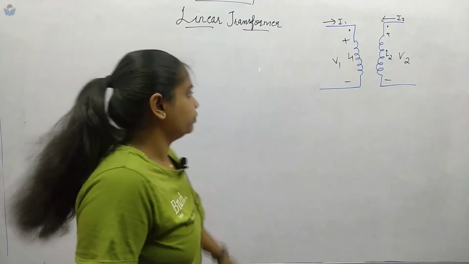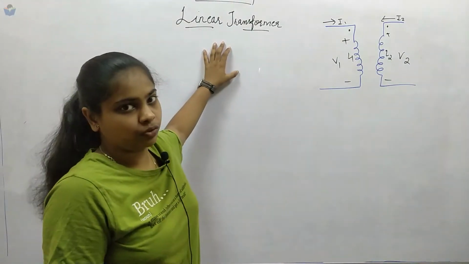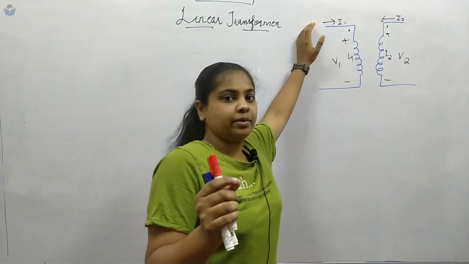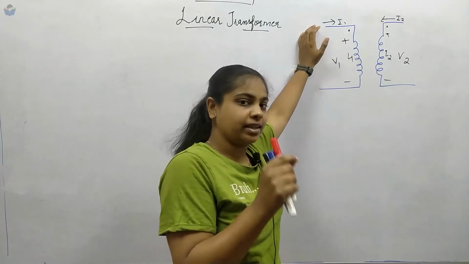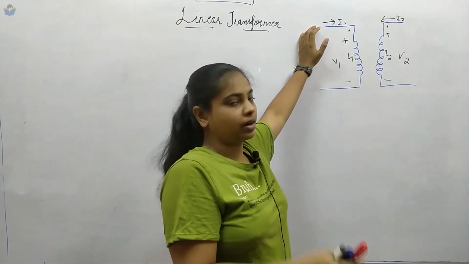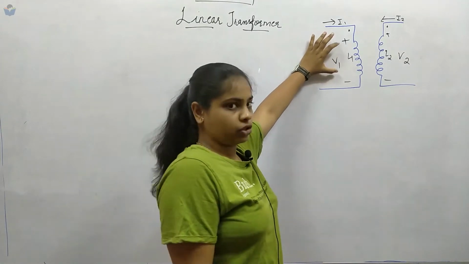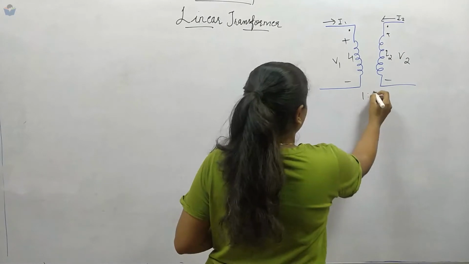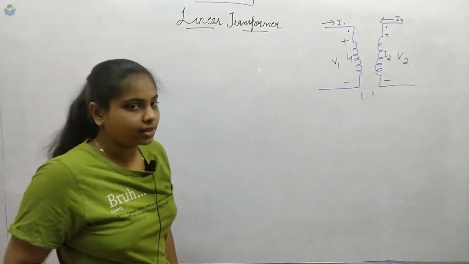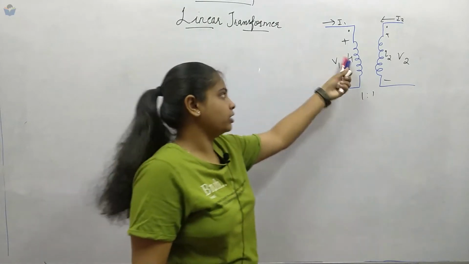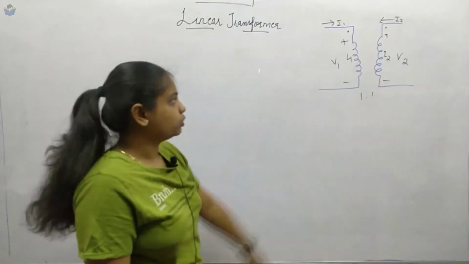So in this lecture, we will see about the linear transformer. What do we mean by that? Basically, linear means, as we have already seen in our basic lectures, that it should pass through the origin and it should be a straight line. Similarly, there are two definitions for this one. Where we have a 1:1 turn ratio, that we will call linear. Otherwise, flux is directly proportional to current flowing in this coil. So these are the two definitions.